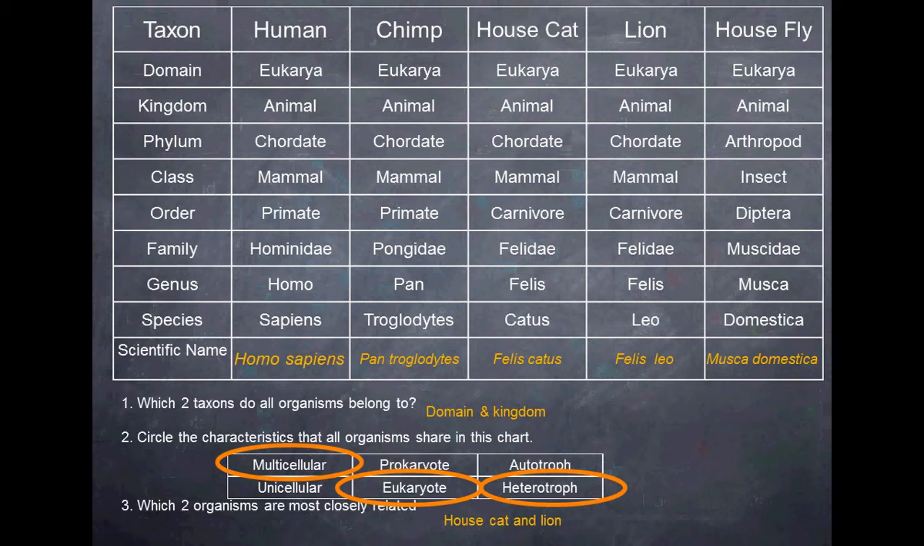Wait, Mr. Duras? Yes. Don't carnivores eat meat? Yes. Because we're really omnivores. It's more about the teeth and the shape of their teeth that they're in that group, not so much about what they eat.